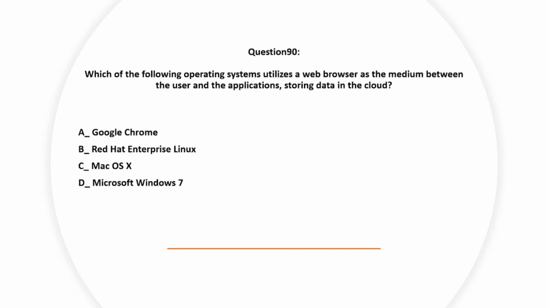Question 90. Which of the following operating systems utilize a web browser as the medium between the user and the applications, storing data on the cloud? Okay, for this question, Red Hat Enterprise Linux, no. macOS, Microsoft Windows, no. Chrome. Chrome is the only one that gives the user access to web applications through the web browser. So this is definitely Google Chrome. Let's see the answer. Yeah, the answer is answer A, Google Chrome.